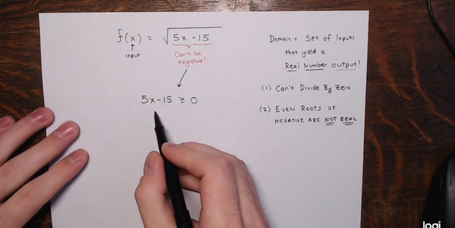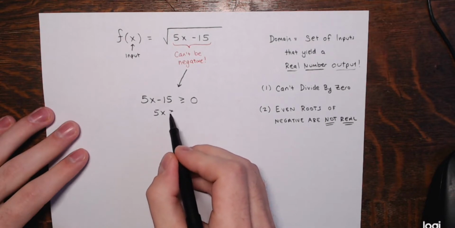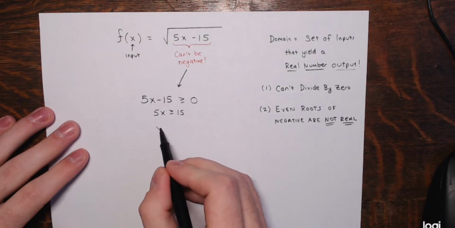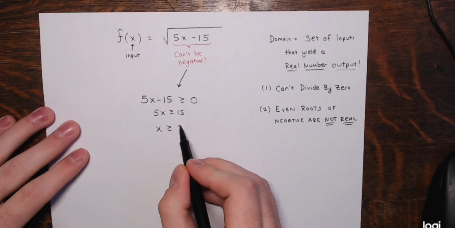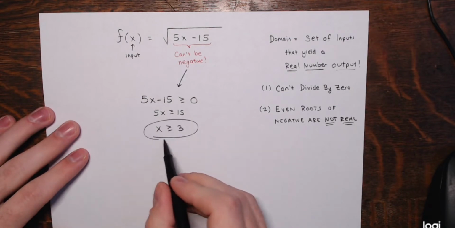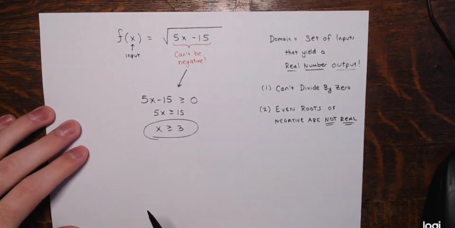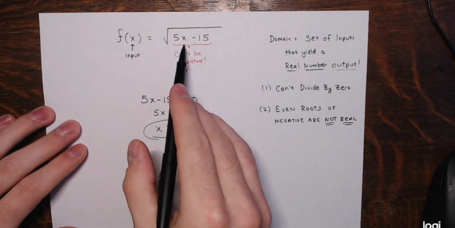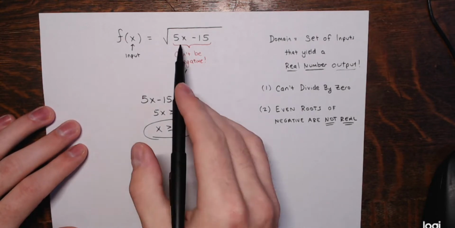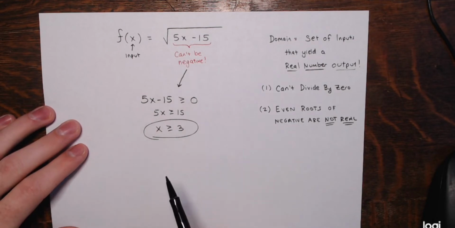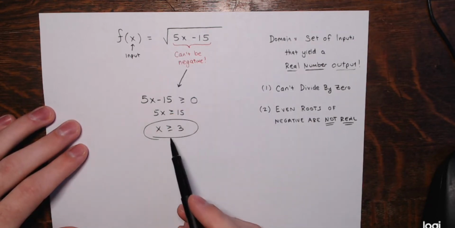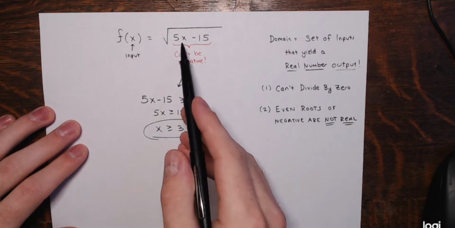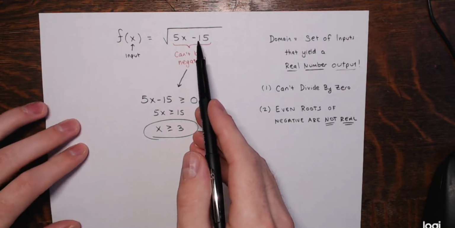So 5x then must be greater than or equal to 15, and then dividing by positive 5, x must be greater than or equal to 3. And here you go. There's a description of your domain, all the values you can plug in and still get a real number output. If you plug in 3, you'll get an output of 0. If you plug in 4, you'll get the square root of 5 as an output, and so on. All these inputs here will give me a non-negative number inside the square root, and so I'll have a real number output.